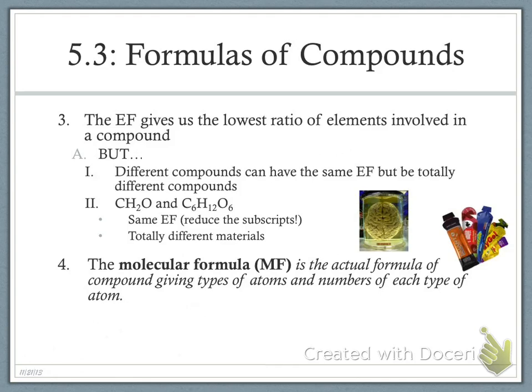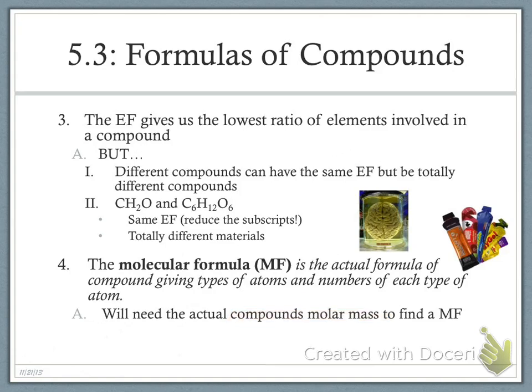The molecular formula is going to be the actual formula, not the reduced formula, not the lowest ratio of elements involved, but the actual formula of a compound giving types of atoms and the numbers of each type of atom. In order to figure out the molecular formula, we need another piece of information, and that is the molar mass. We need the compound's molar mass, right? There should be an apostrophe right here. I got to get my English right. And we have another tool that can give us that called a mass spectrometer.